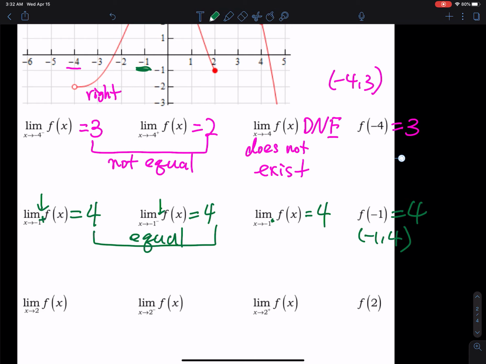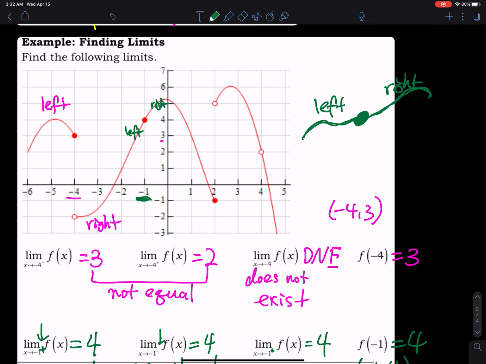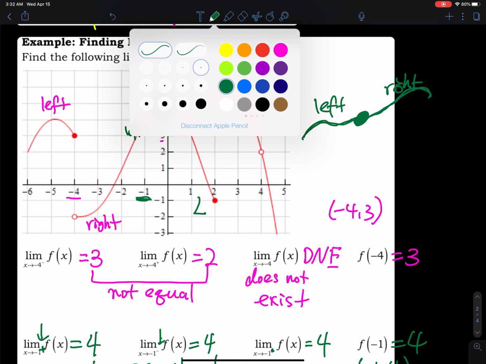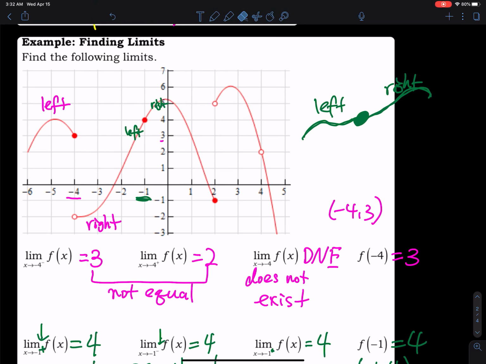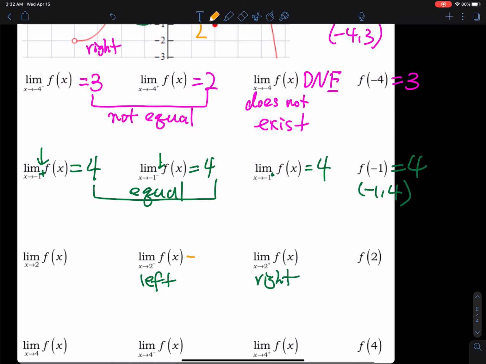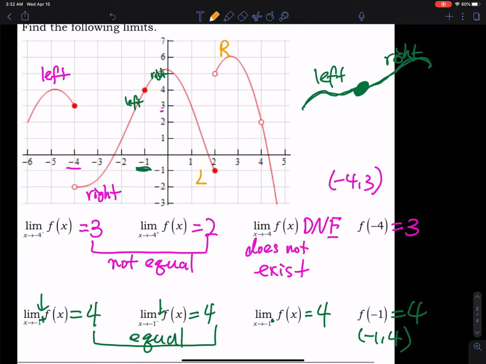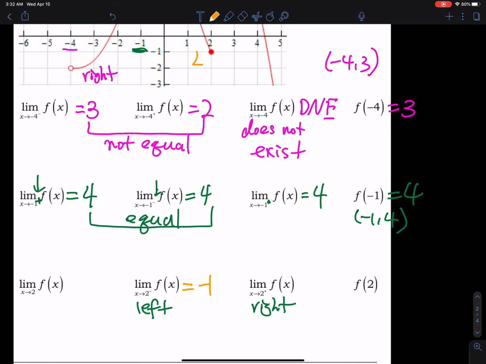It looks like we are looking at a 2, right? So we are looking at a 2 from the left and from the right. Let me switch color for a new problem. I'm going to switch to orange. This is from the left. This is from the right. From the left, we have y equal to negative 1. From the right, we have y equal to 5.